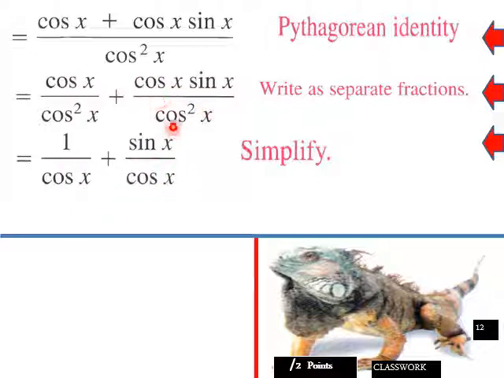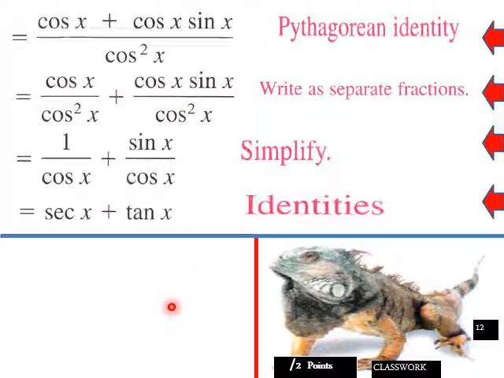We have 1 over cosine x plus sine x over cosine x. Let's see here. This cosine, sine x, and then cosine x. Yeah, this will cancel here, so you end up with this cosine x there. And then now 1 over cosine x is secant x, and this is tan x here. So secant x plus tan x. So it proves out to be that.